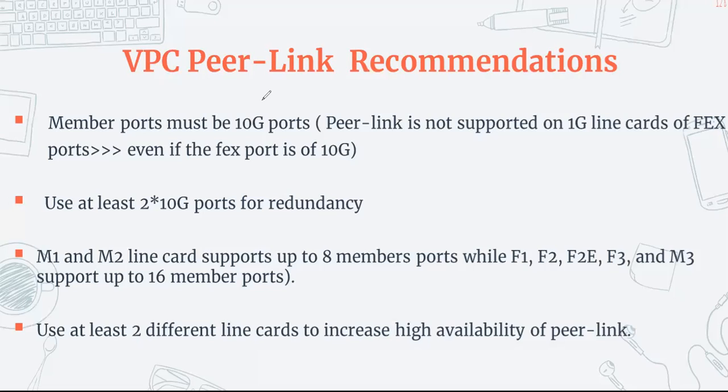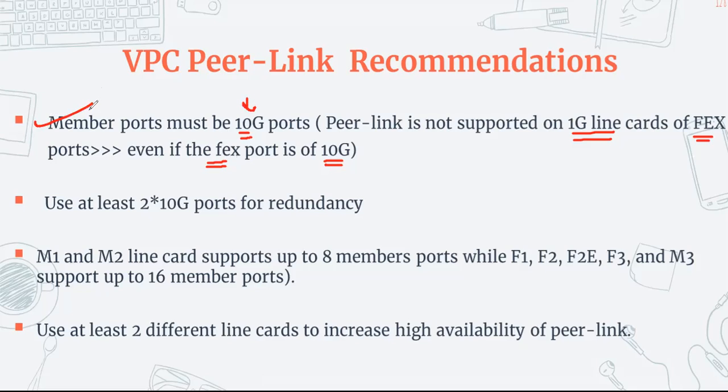So there are some recommendations for the VPC peer link. The first point is that the member ports must be 10G ports. To form a VPC peer link, the ports must be 10 gig, because onto the peer link, the 1G line cards are not supported. Also the FEX ports. In the FEX ports we also have 10G modules, but the FEX is not supported. So we cannot use the FEX 10G links to form a VPC peer link. We just need the 10G ports.